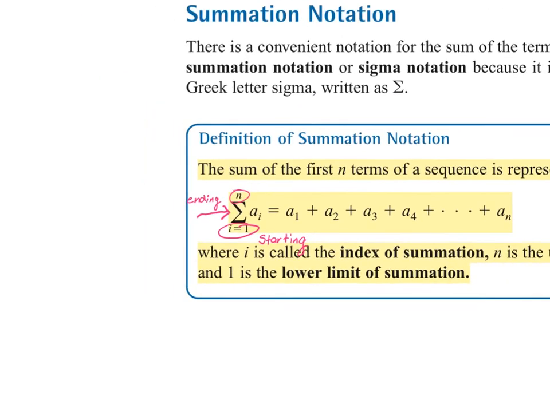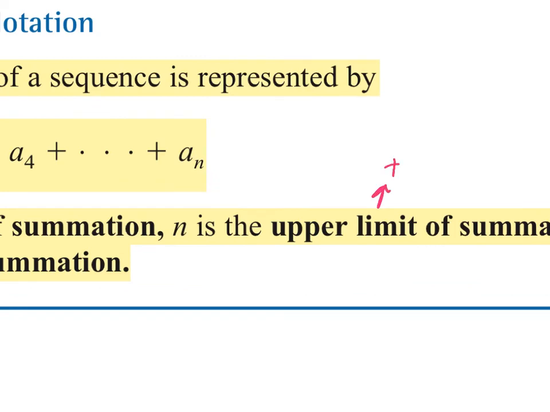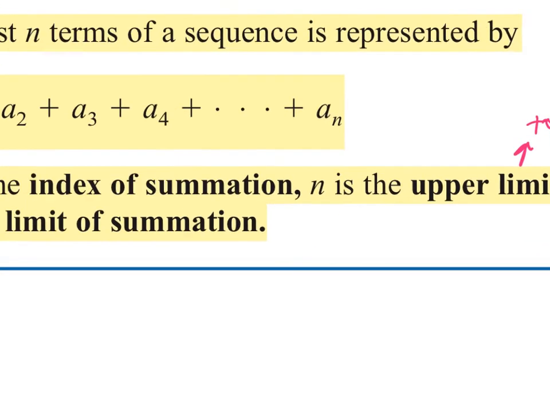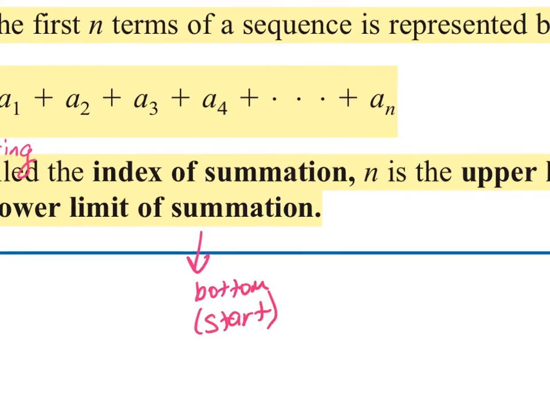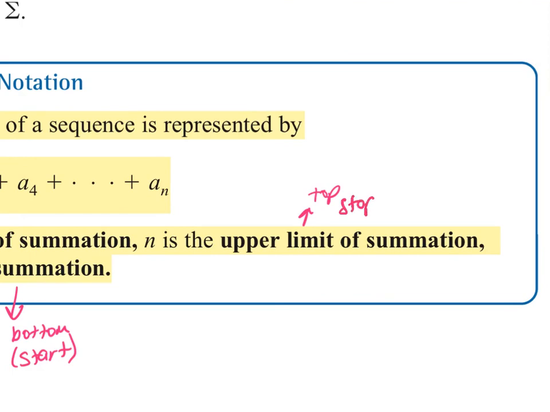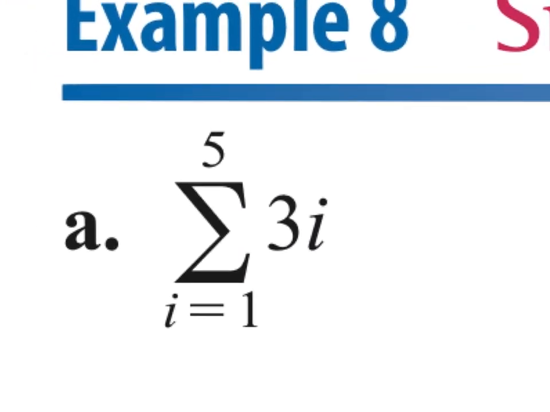Summation means to do what? Add them together. Upper limit means the top number. Lower limit means the bottom number. This is the starting point. This is the stopping point. And this is super duper easy, I promise. Two minutes ago, you guys were doing like, I don't understand.